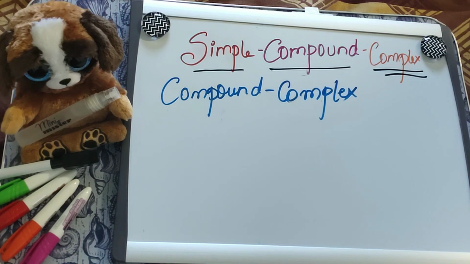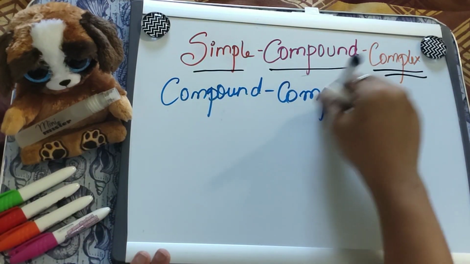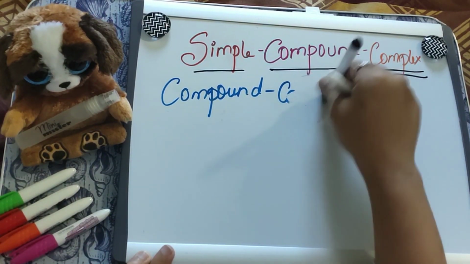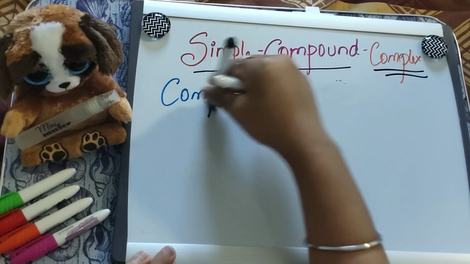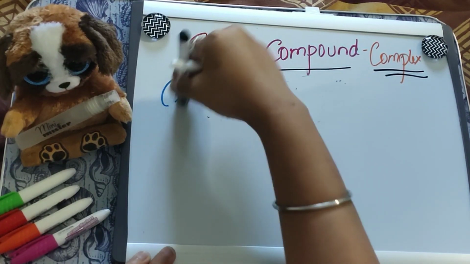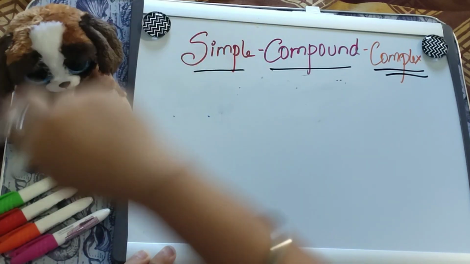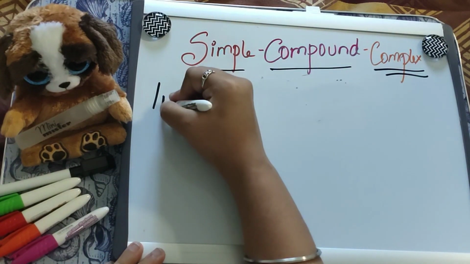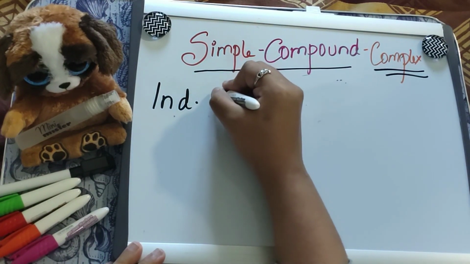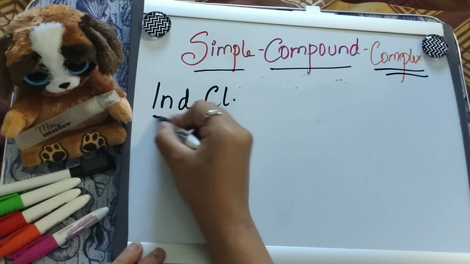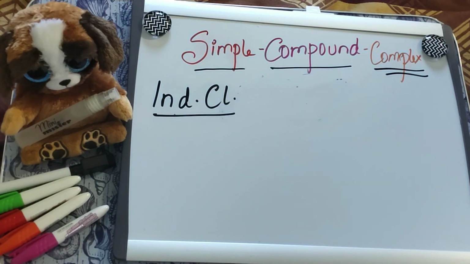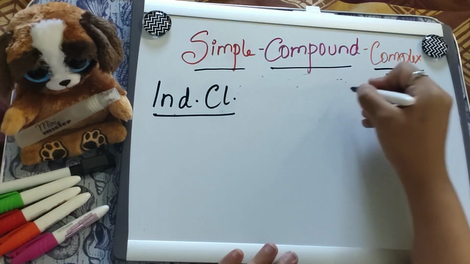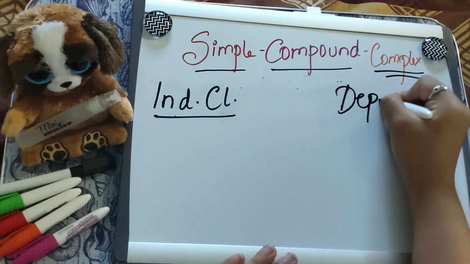For clause, it would be better if I try to focus on the different types of clause before we start embarking on the simple and the compound sentence structure. So for clause, there is independent clause that we know. So INDCL, I would say independent clause. And there is another clause which is dependent clause.